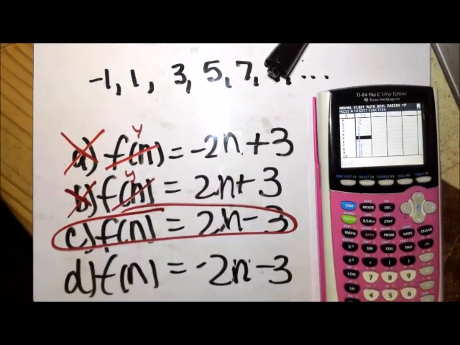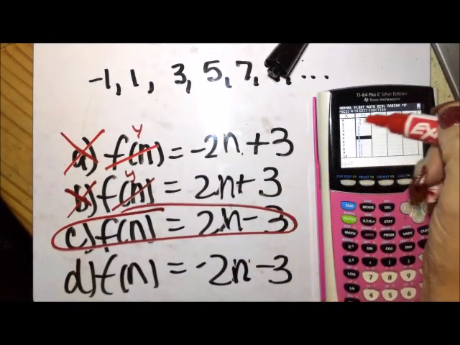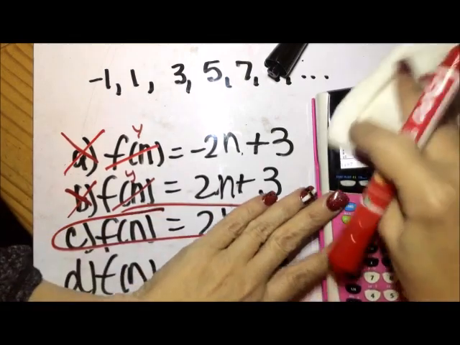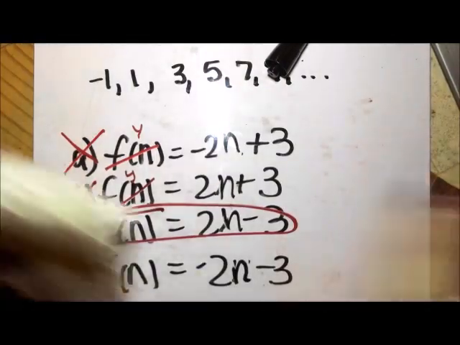So all you're doing is looking for your sequence. Remember, your sequence is going to be in the y column of your calculator. All right. Sequences, I think there's just 1 or 2 on there. Don't let them stump you.